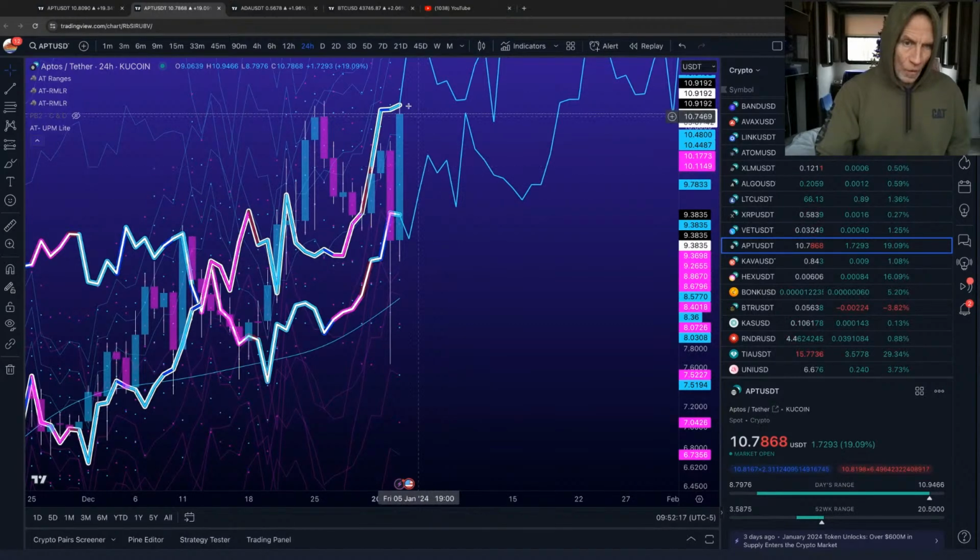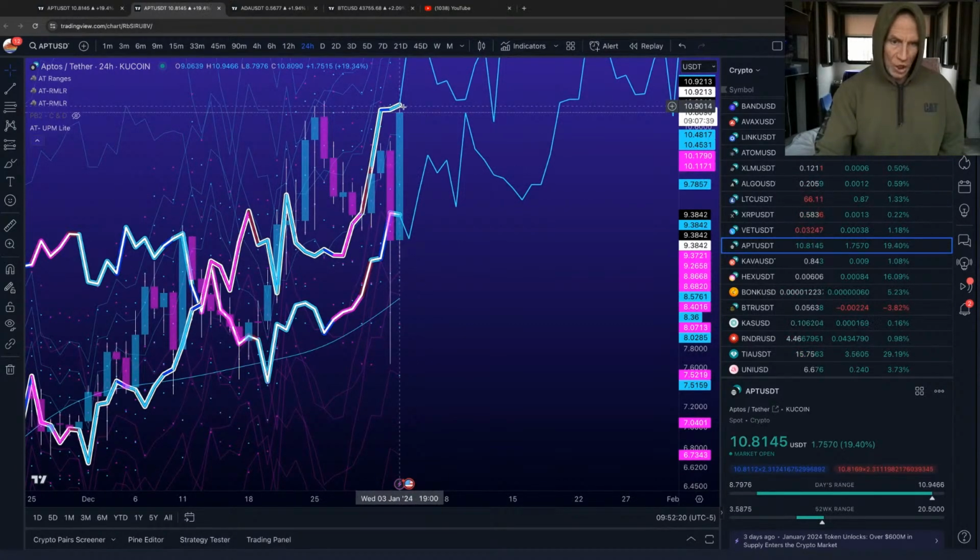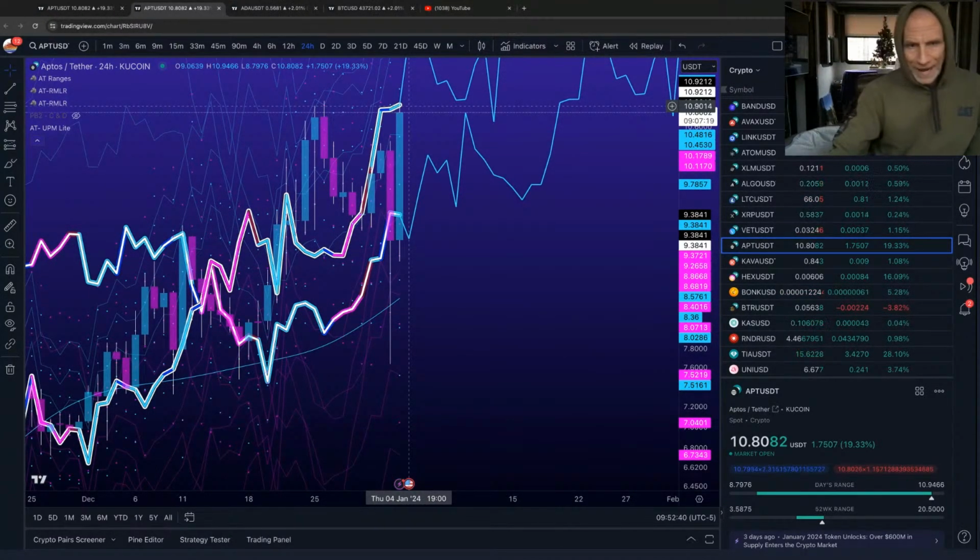It literally just sent a wick right into the 11 length RMLR. That's where this thing's sitting right now. Considering where the daily probabilities are, it's probably stifled for the day. If you're out there scalping Aptos, I would be taking my profit. I would have taken it a long time ago, to be honest. You can get back in positions.